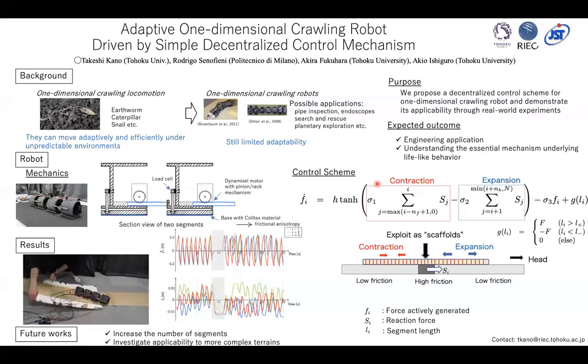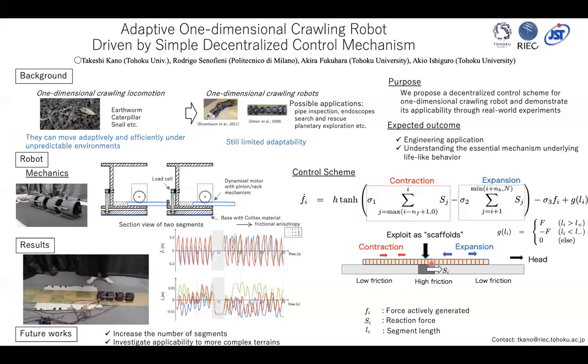The motor torque is controlled by this equation. The basic idea is very simple. First, the reaction force SI is measured at each segment. When the reaction force to the moving direction is detected, contraction forces are generated at several posterior segments so that the posterior body part is pulled forward. In contrast, expansion forces are generated at several anterior segments so that the anterior body part is pushed forward.